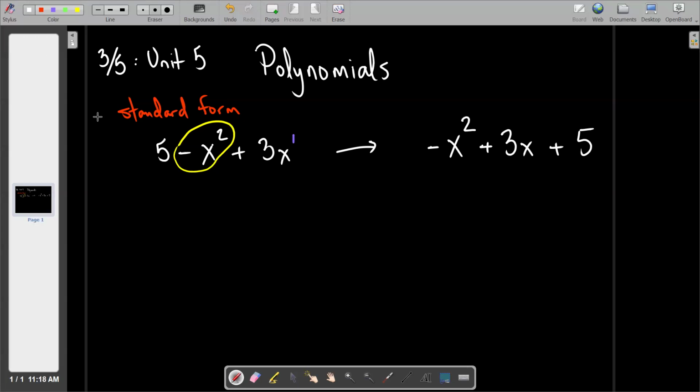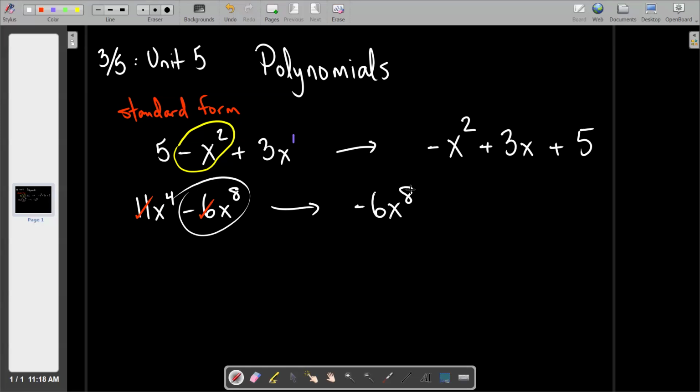Let's practice that again. Let's do 11x to the 4th minus 6x to the 8th. She put the 11x to the 4th in the front. Nope. How do we decide who goes in front? Who's the biggest? Highest power. It has nothing to do with the 11 and the 6. Those are inconsequential in the context of what we're talking about. The term that will lead the way is the negative 6x to the 8th. So when we convert it to standard form, the negative 6x to the 8th leads the way.